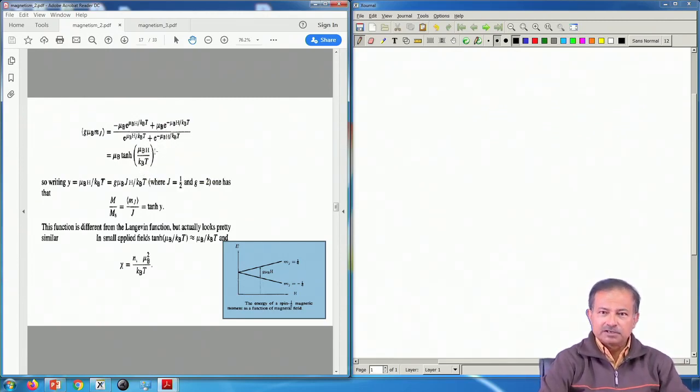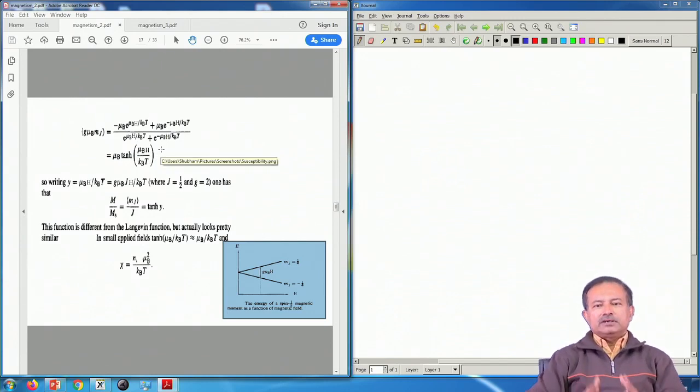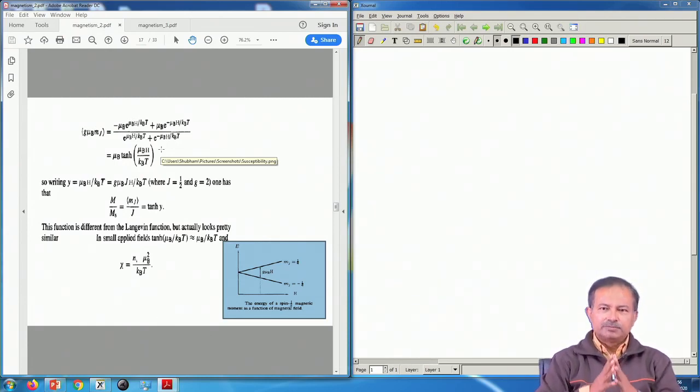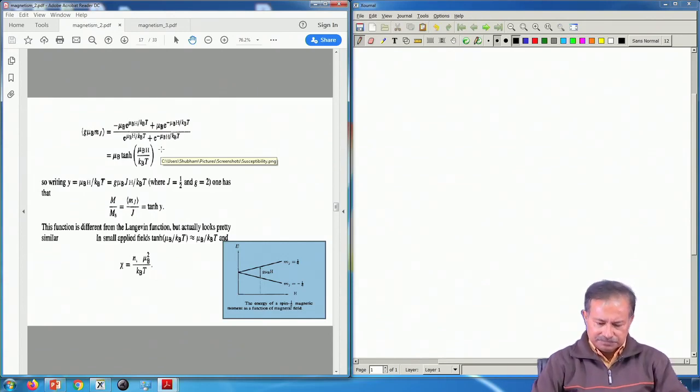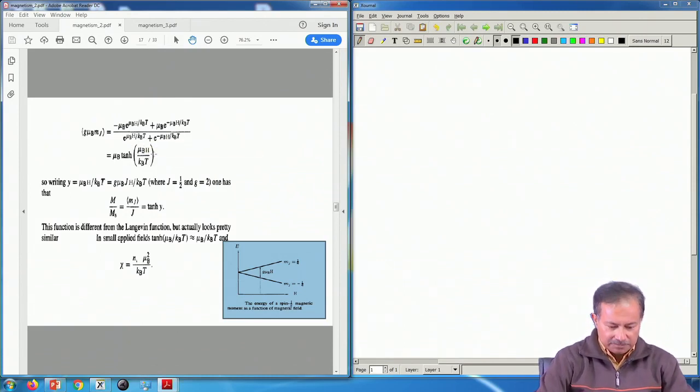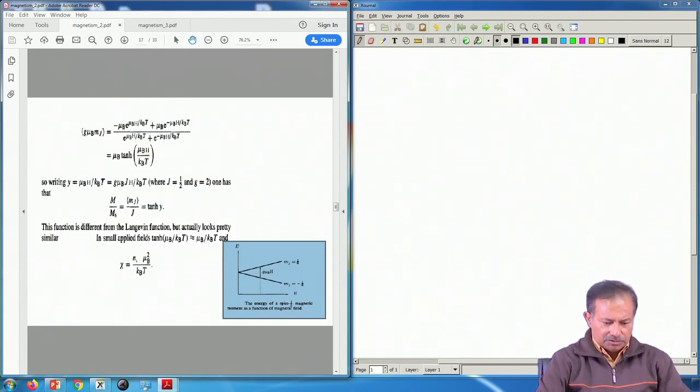We will actually use the fact that the free energy or the partition function is a quantity which depends on the ratio h by t, rather than individually on h or individually on t. The partition function is a function of h by t, and that will be used actually. So, you can write this quantity y as mu b h by k b t.